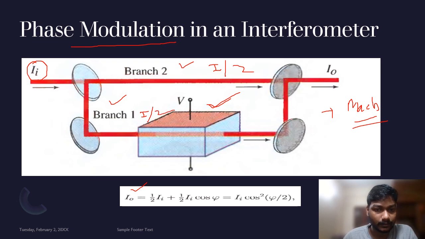In this case, the application of the electric field introduces a phase term, cos phi, in branch 2, and when these two are added, that leads to half I_i plus half I_i cos phi, which simplifies to I_i cos square phi by 2. So the intensity is manipulated by this phase, and this is known as phase modulation, or we can say intensity modulation.